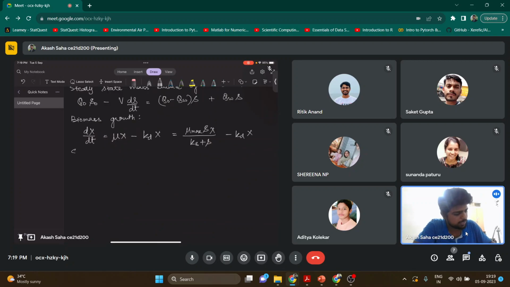And at last, we will write about the substrate utilization, which is my dS by dt. Or rather, I should write minus dS by dt because substrate is getting consumed. So I will write it as 1 by Y dX by dt. Here I am trying to write everything in terms of my biomass.